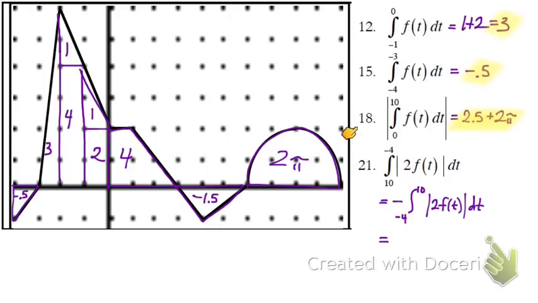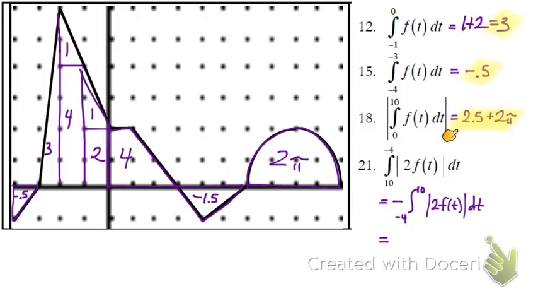For number 18, this is kind of anticlimactic because we just did it on the previous screen with a larger problem. But the integral from 0 to 10, we already said, was 2.5 plus 2 pi. And throwing the absolute value bars around the outside of that just says, once you've found the answer for the integral, make it positive. And ours already was.